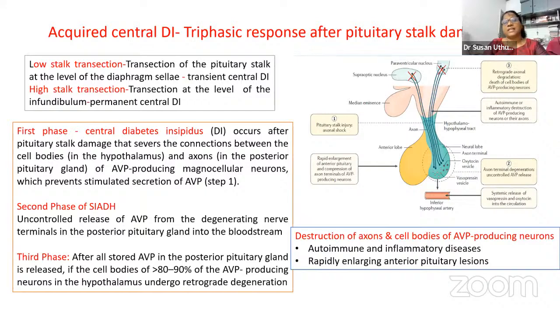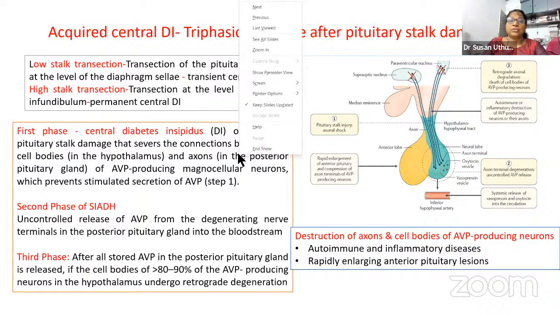So this response has been mentioned after the pituitary stalk damage. The damage can be a low stalk resection or a high stalk resection. A transection at the low level, that is at the diaphragma sellae, will result in only transient central DI, which may improve, whereas a high stalk transection at the level of the infundibulum can produce a permanent DI. And so there are three phases of response.